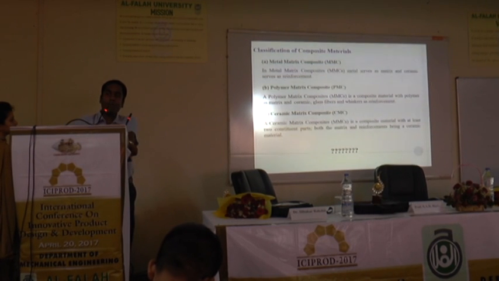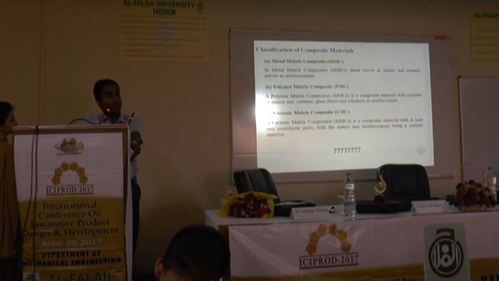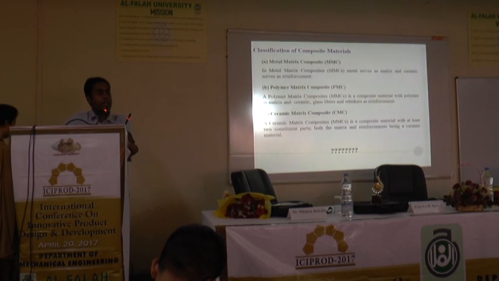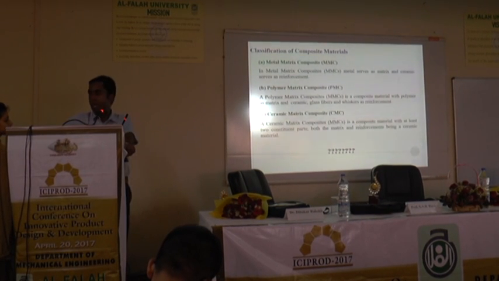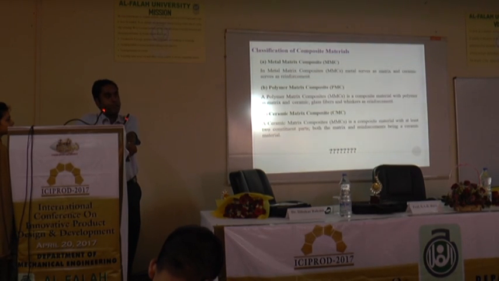When we are talking about the metal matrix composite, we are adding ceramic material into a metallic matrix and then processing it. In the second case, when we are talking about the polymer matrix composite, we are using a matrix of polymers and adding ceramic material into it.